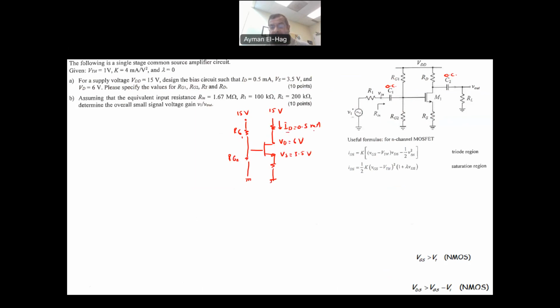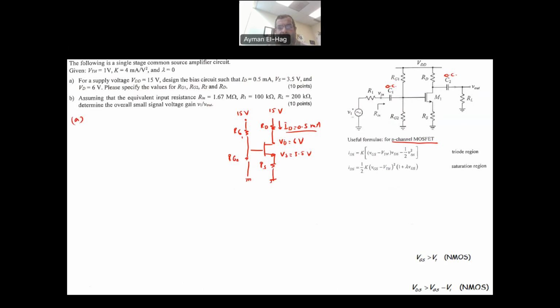Now, ID is given to you, VD and VS are given to you, and we want to find all the resistors: RG1, RG2, RD and RS. That is the first requirement in the question. This is an NMOS transistor, an N channel MOSFET. These are the conditions, and we want to check if the transistor is in the saturation region. So let's start with part A.